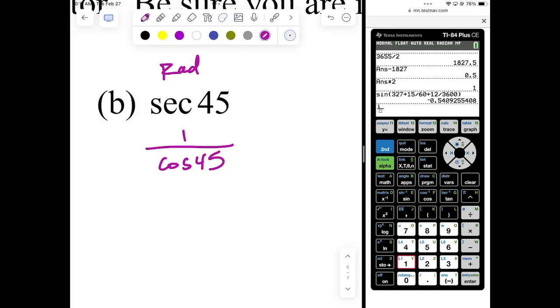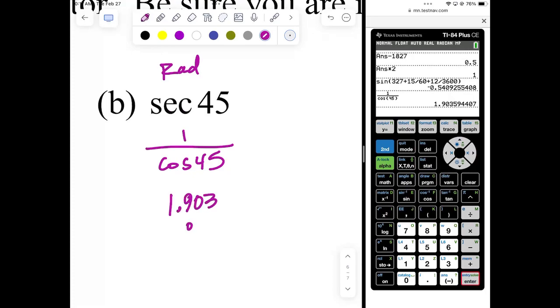Alpha x, 1 over cosine of 45. I already checked my mode, so I'm not going to wreck myself. And we get 1.903 or 1.904. There you go.